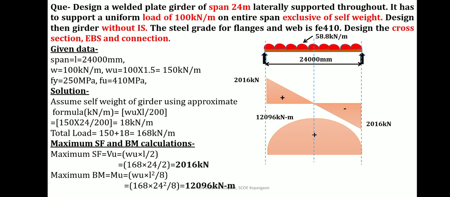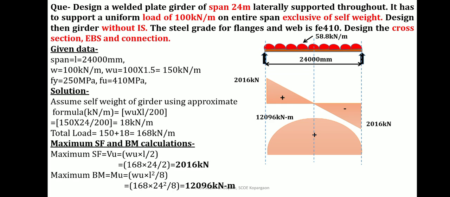There is a requirement of end bearing stiffeners. The steel grade for flanges and web is Fe410. Design the cross section and end bearing sections, stiffeners and connections. So in the numerical itself, the given data is already highlighted. Span is given, uniformly distributed load UDL is given, it is excluding the self weight. Intermediate stiffener requirement is not there. Again, steel grade is given as Fe410, and you have to design the cross section, end bearing stiffeners and the connection.